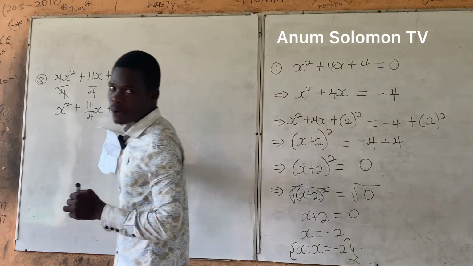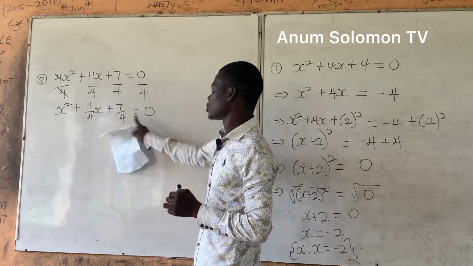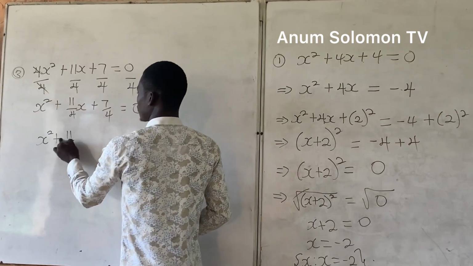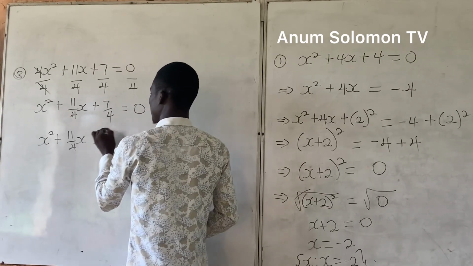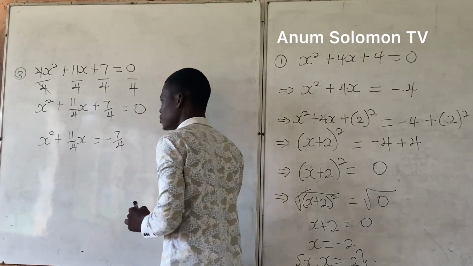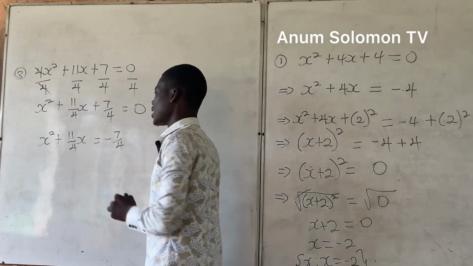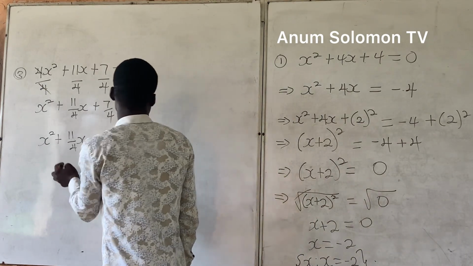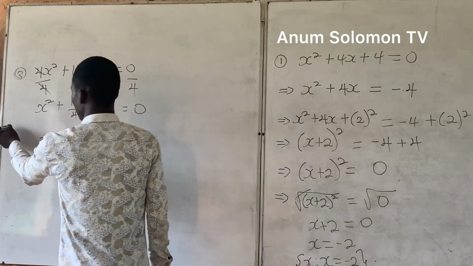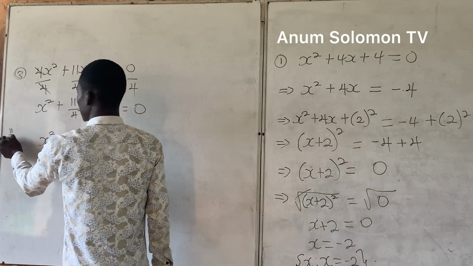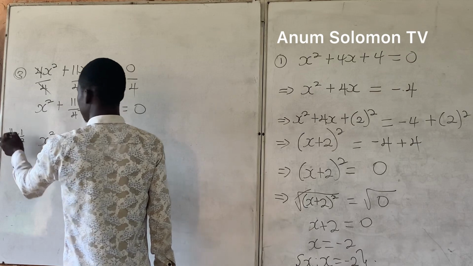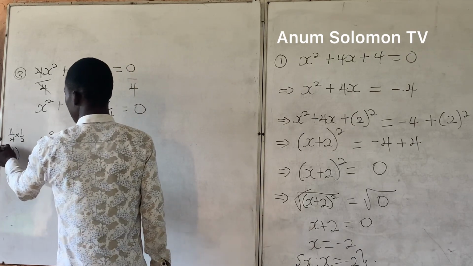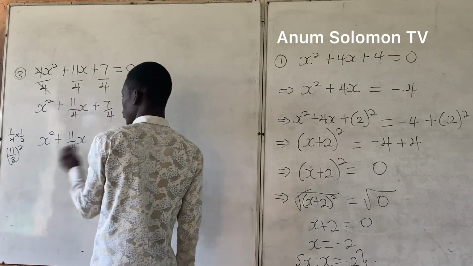So after getting this one, we have to send the constant term to this side. We have s squared plus 11 over 4s is equal to minus 7 on 4. So after this, let's consider the coefficient of this s, which is 11 over 4. Let's find half of it. So we have 11 over 4 times half, which is 11 on 8. So we have our 11 on 8 here. So we have to square it and add it to both sides.